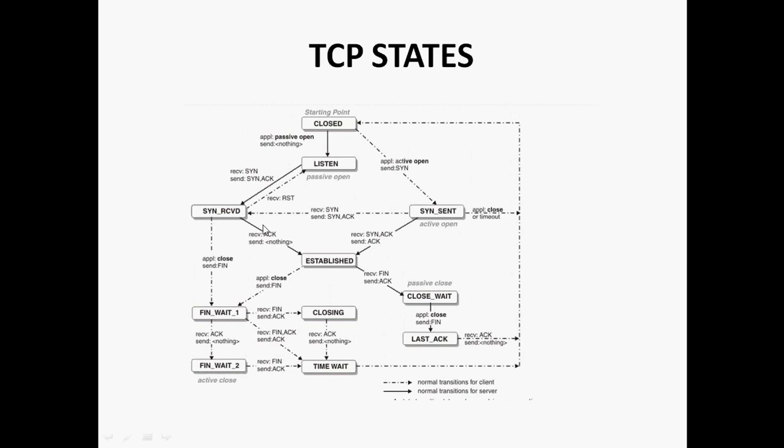Okay, now we can come to the left side. In the established state, if the client initiates the termination process, the client will send the FIN flag. Once the client sends the FIN flag, from the established state it will go to FIN-WAIT-1. So here three possibilities are there.